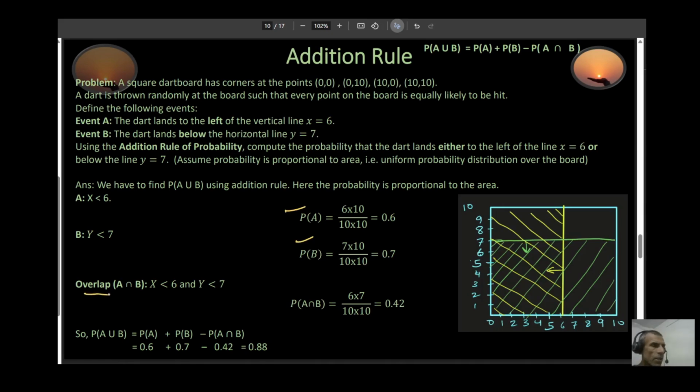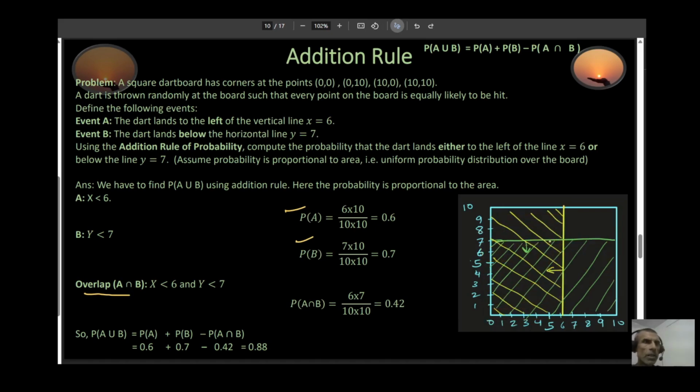Now, let's calculate the probability of A intersection B. So you need A intersection B first. Your A intersection B would be x less than 6 and y less than 7. That would be this region right here, and then the other one would be this region right here. So the intersection of these regions is this part right here. This is the intersection of A and B.